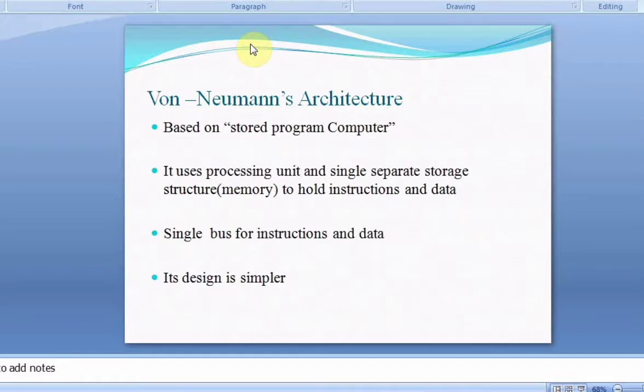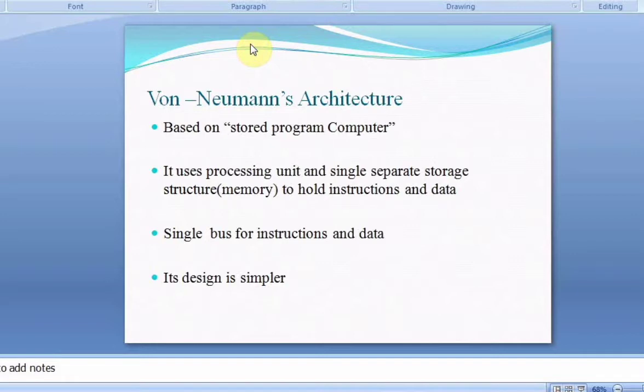It uses a processing unit and a single separate storage structure, which is called a memory, to hold the instructions and data. In this case, only one bus, that is a single bus, is available for the instructions and the data. So the instructions and data have to be fetched in sequential order only. In this case, the processor basically needs two clock cycles to complete the instruction because pipelining of the instruction is not possible with this Von Neumann architecture.